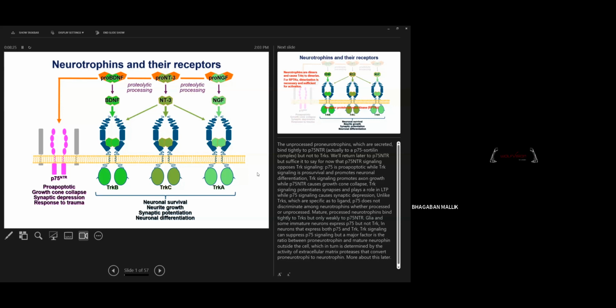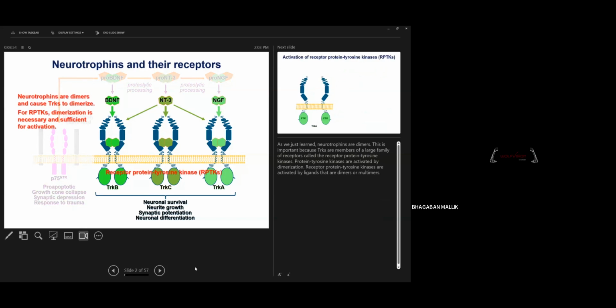And after binding of the molecule to the receptor, you have receptor dimerization. Basically, two molecules of BDNF bind to this receptor and they dimerize. They can phosphorylate this intracellular domain, which is the tyrosine receptor kinase domain. You have phosphotyrosine residues, which I'll be talking about in the coming slide. Because of the interaction, you have activation of receptor protein tyrosine kinases. There are three I have shown here, and because of this, you have neuronal survival, neurite growth, synaptic potentiation, neuronal differentiation, all of these.